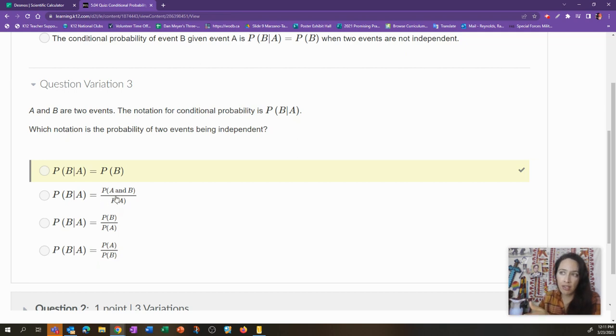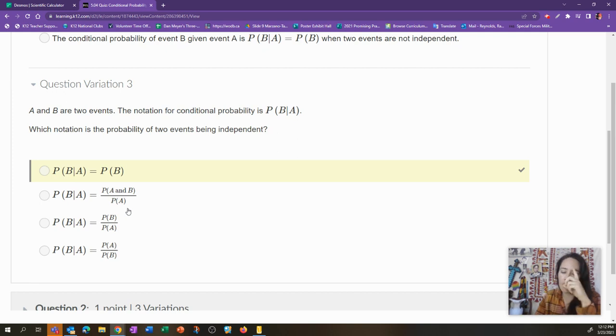You can still do this math. Absolutely, you can do this math. And in some of the problems you'll see, you'll end up doing this math and it'll spit out the probability. That's fine. That just means you can say, oh, if we have the probability of A and B divided by the probability of just A, and it equals the probability of just B, then they're independent. That's all that means.